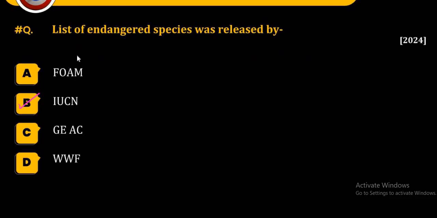Next question. The list of endangered species was released by FAO, IUCN, GEAC, WWF. Option B is correct. IUCN.